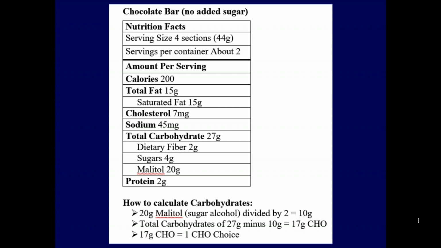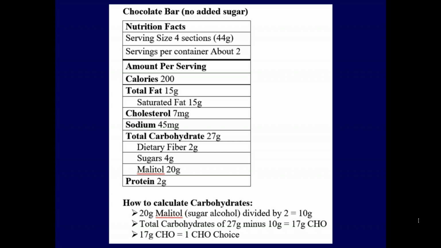Now the amount per serving, so per 4 sections, is about 200 calories. Fat is 15, saturated fat is 15. Scrolling down, sodium is 45, cholesterol is 7. Total carb, so far it looked okay, but total carbs is 27 grams. Then you have dietary fiber. Obviously, this is not a high-fiber food. Any high-fiber food has 5 grams or more fiber per serving, right?